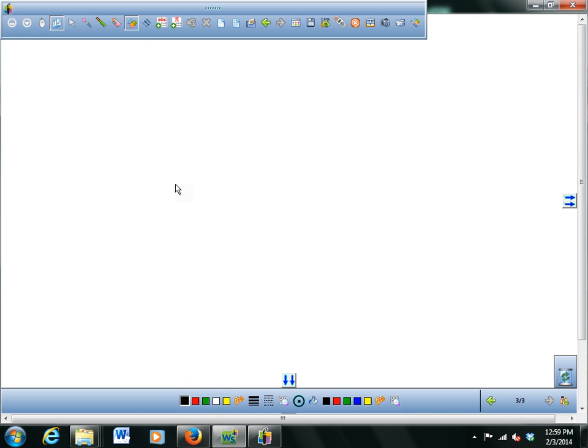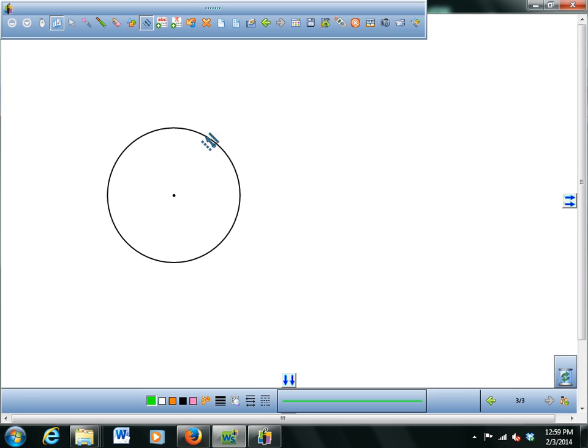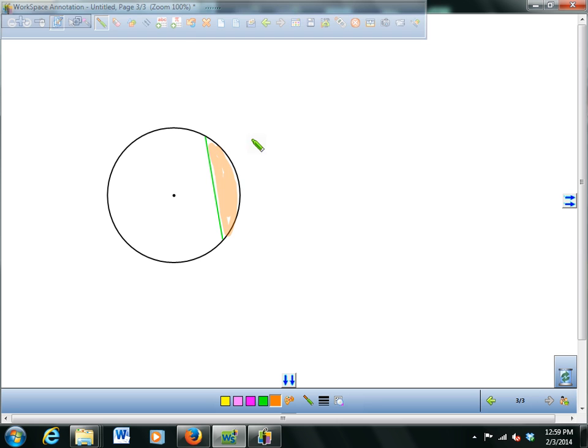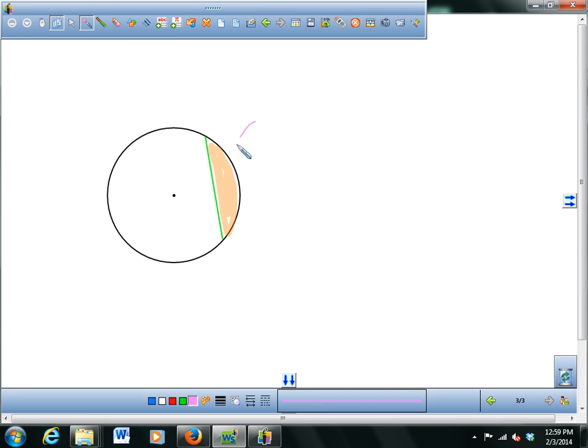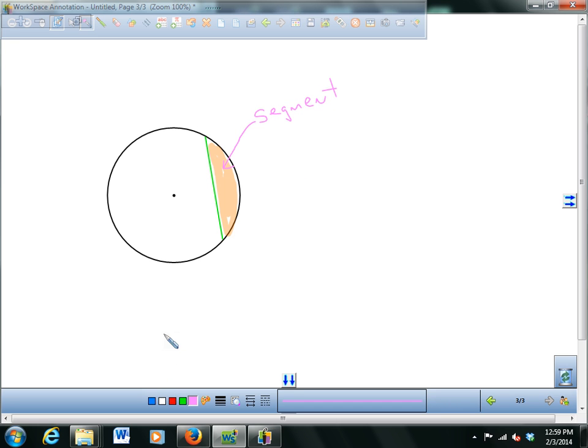So, a segment of a circle is what I get if I take a chord in a circle and shade between the chord and the circle, okay? So this piece here is called a segment of a circle. It's like if I took a chord and I cut off that corner of it. Yeah, that's a segment.